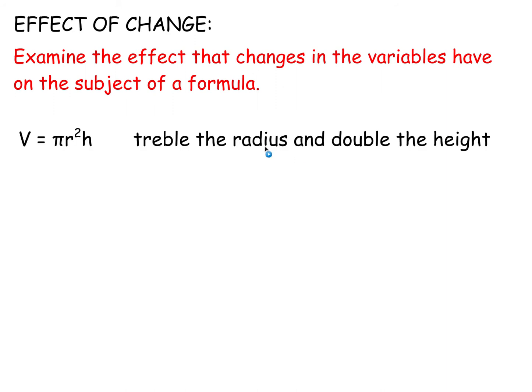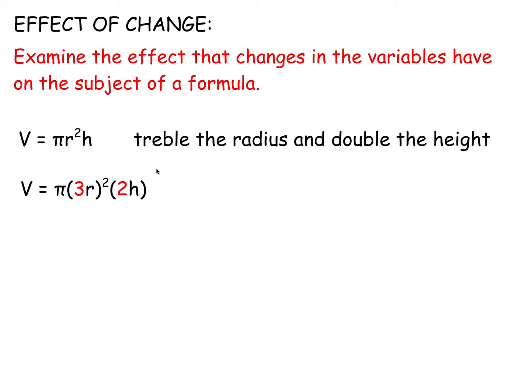So take the volume of a cylinder here, V equals pi r squared h. Suppose you trebled the radius and you doubled the height. What change would that make to the volume? How would it affect the volume? There's two ways to do this.